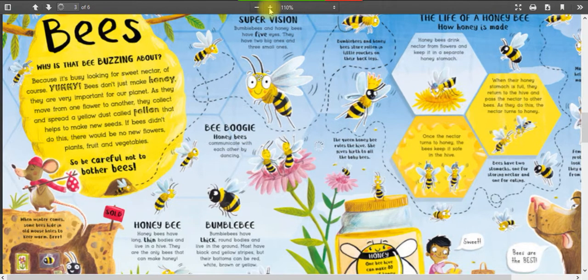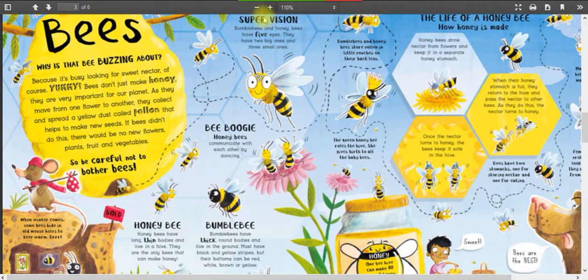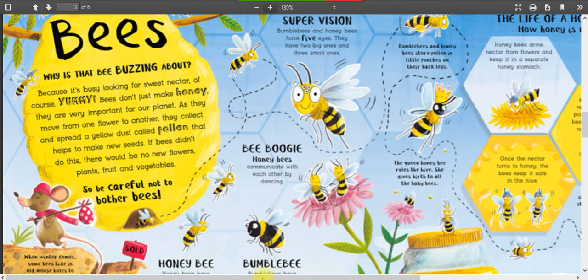Okay. Now, what I'm going to do is read it to you, and you can follow along with your text, or you can just look at what I'm doing. Okay. Here we go. We're going to start here. Bees. Why is that bee buzzing around or about? Good start. Because it's busy looking for sweet nectar, of course. Yummy. Bees don't just make honey, they are very important for our planet. As they move from one flower to another, they collect and spread a yellow dust called pollen that helps to make new seeds. If bees didn't do this, there would be no new flowers, plants, fruit, or vegetables. So be careful not to bother bees.